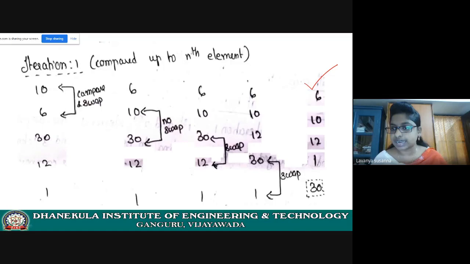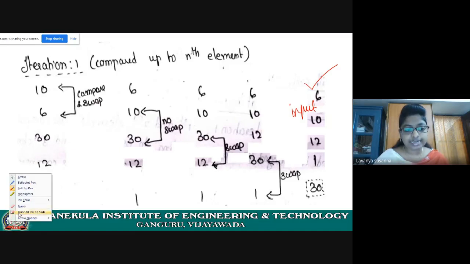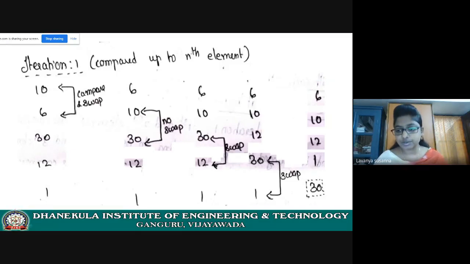6, 10, 12, 1, 30. This is the input for the second step. In the second step, don't consider 30. You should not compare 30 because 30 came to its position. The larger element came to its position. Now let us do iteration 2. Please keep these dotted lines so that you will understand you should not consider 30 in the next step.